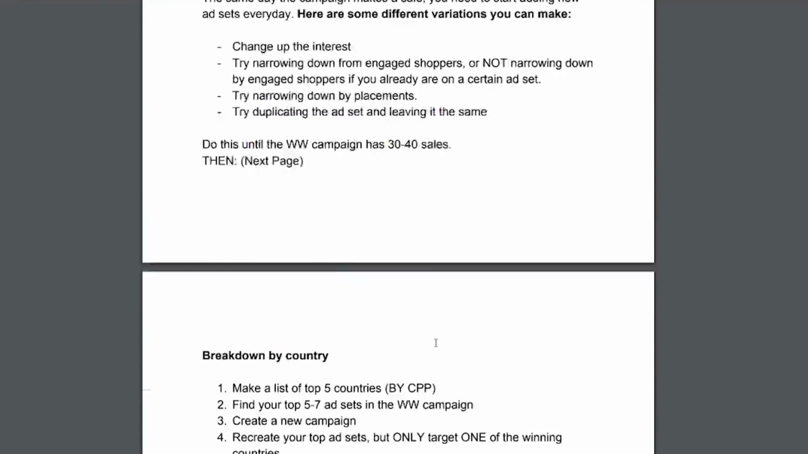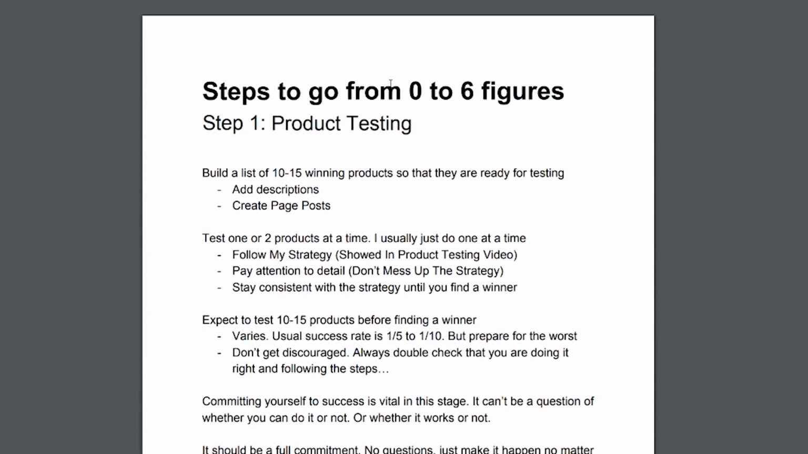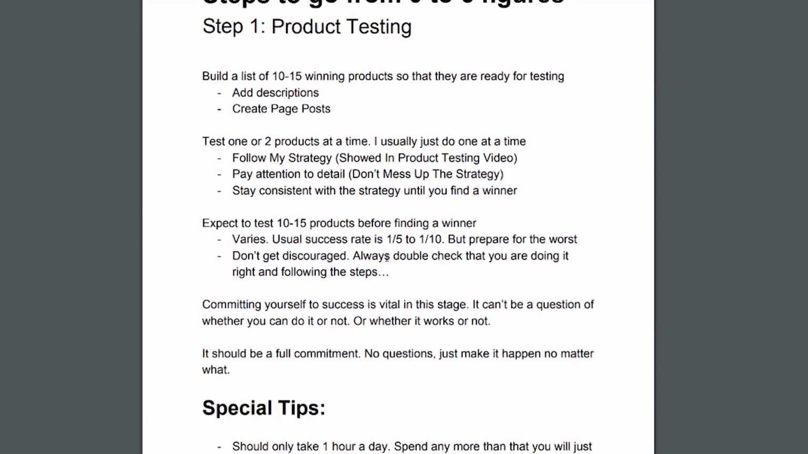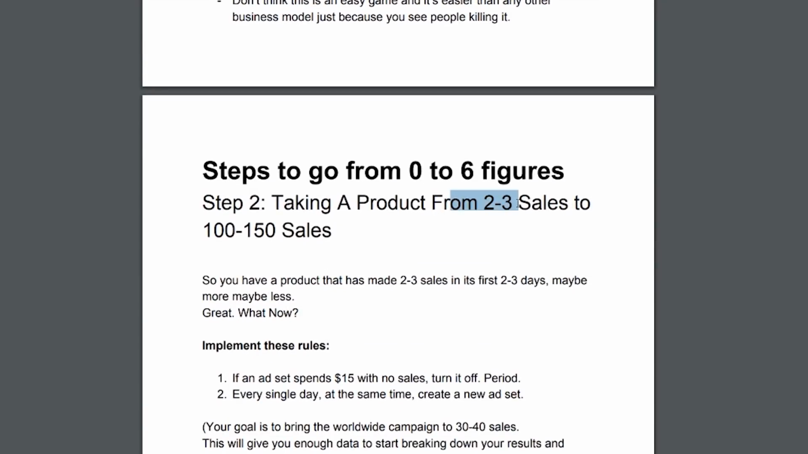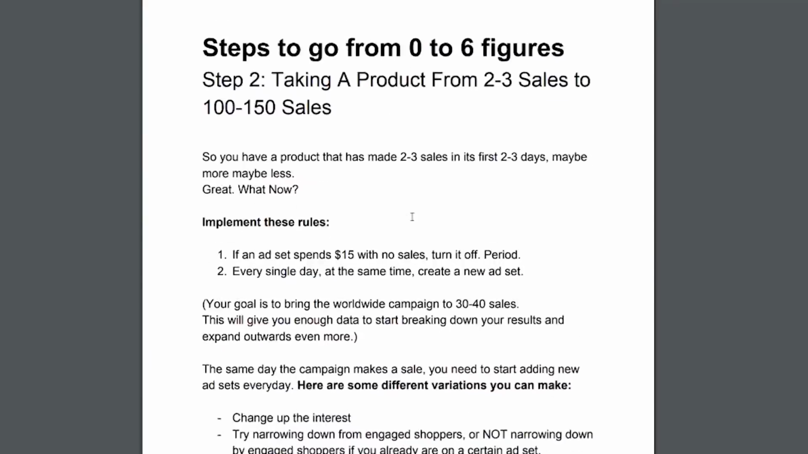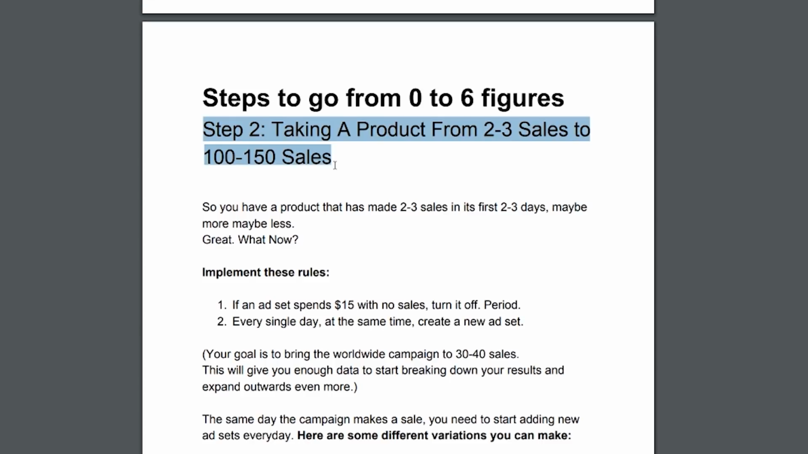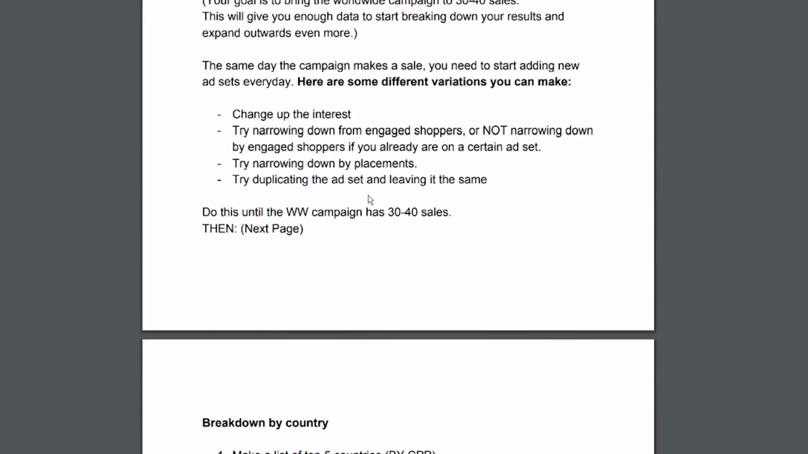But this is kind of going to give you an idea of how you take a store from 0 pixel data, 0 sales, do the product testing, and then find a winning product with 2 to 3 sales, and then bring it to 100, 150 sales, right? Honestly, this is where a lot of people get lost. They just don't know the correct steps to take it from that first step of getting 3 or 4 sales, and bring it up to that point where it's ready for lookalikes. That's where a lot of people get lost.